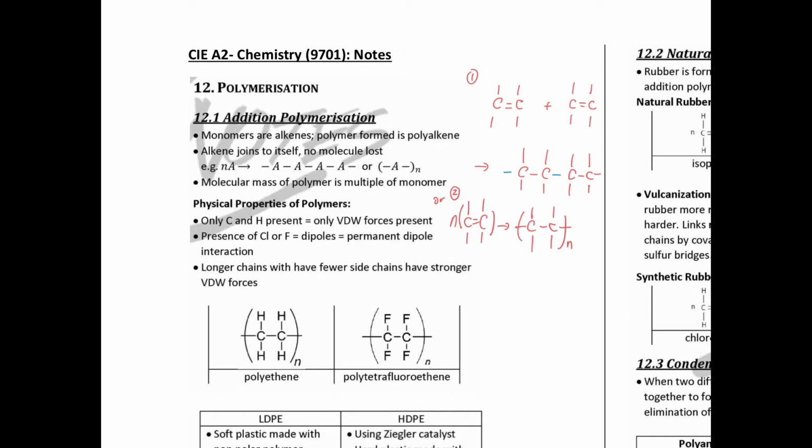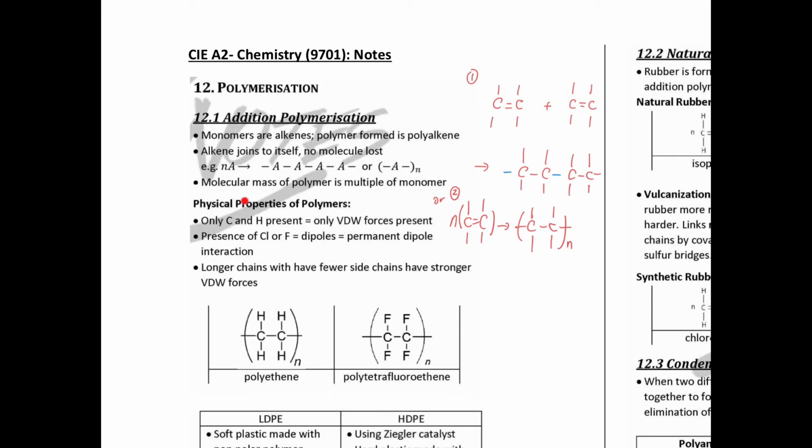Okay, so next point, molecular mass of polymer is multiple of monomer. It's multiple of monomer. So that should be reasonable. So let's say, for example, you use N of this alkene, and then they will form a polymer with length N. So the molecular mass is just N times the relative mass of the monomer.